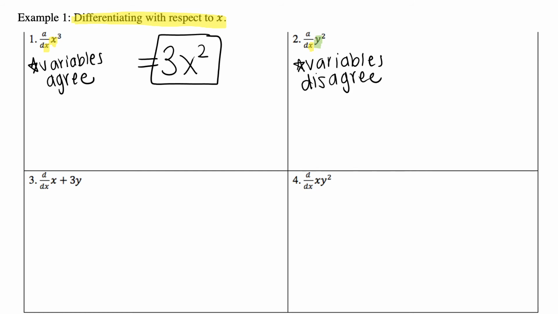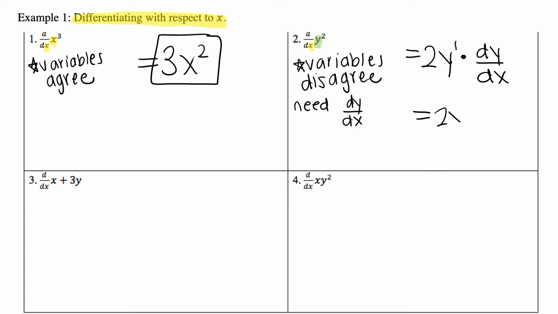So when our variables disagree, just like we saw in the beginning part of this lesson, we actually need something more. We can't just do the derivative as we always had. When the variables disagree, like we have an x and a y, we need to include dy/dx to represent the derivative of y with respect to x. So when we go to take this derivative, d/dx of y squared, we start out like we always would, bringing our 2 down, taking our y to the first power. Because our variables disagree though, we need to include that dy/dx. So we can write our final answer just as 2y dy/dx.